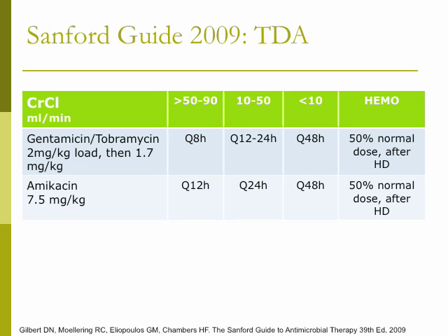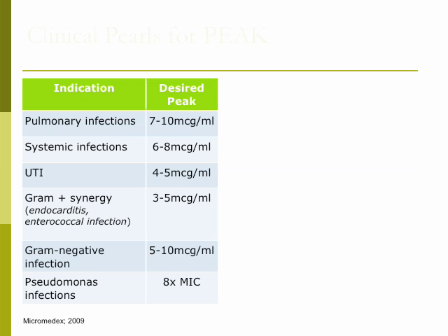So in the Sanford Guide 2009, the recommendation for traditional dosing aminoglycosides is a 2 milligram load, if we're talking about gentamicin or tobramycin, followed by 1.7 milligram per kilo dose, dosed according to their creatinine clearance. So if you have a patient that has a creatinine clearance between 50 or 90, they do recommend Q8-hour dosing, and so forth. For amikacin, the recommendation is a 7.5 milligram per kilo dose, and these are the intervals that are recommended for amikacin in the Sanford Guide.